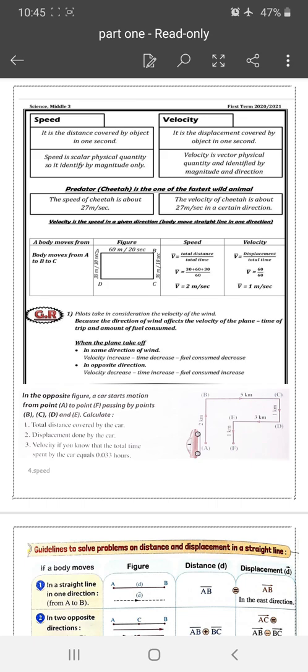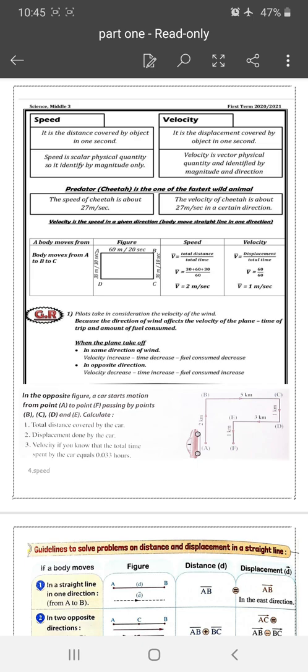So the speed is the distance covered by an object in 1 second. The speed is considered scalar because it is identified without direction. But velocity is the displacement covered by an object in 1 second, and velocity is considered a vector because it is identified by magnitude and direction. The speed of a cheetah is 27 meters per second. But the velocity of the cheetah is about 27 meters per second in a certain direction. If we describe the speed with direction, it will be velocity.